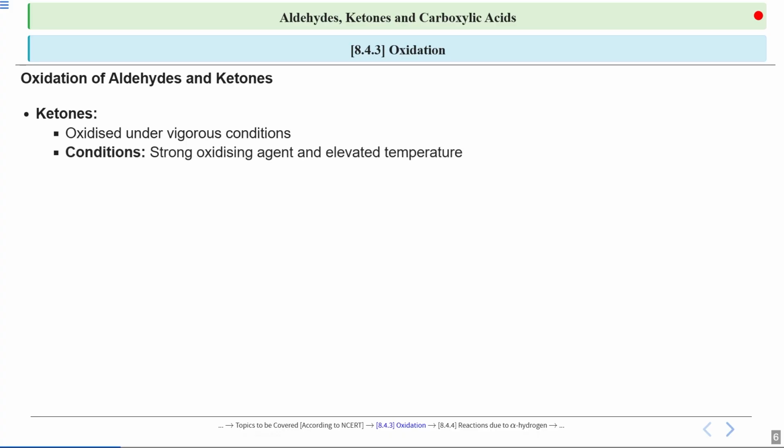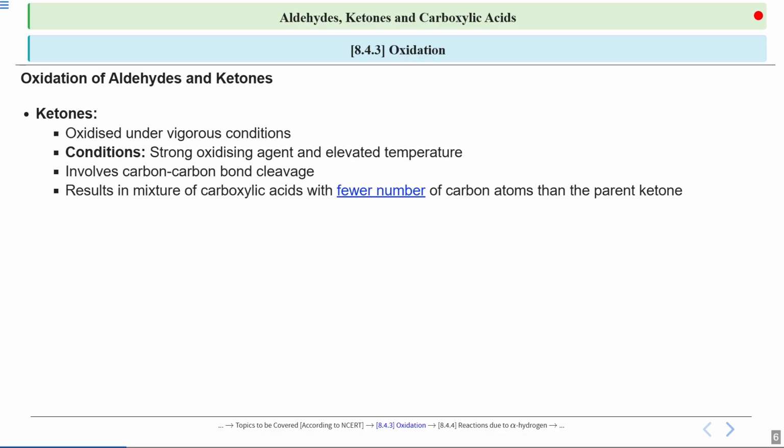Now, the conditions that are necessary for oxidizing ketones include a strong oxidizing agent. So here, a mild oxidizing agent won't work. You need a strong oxidizing agent and you need to apply elevated temperature. Now, why is this so? Because ketones are more stable and require more energy to react. Now, the oxidation of ketones involves the cleavage of the carbon-carbon bond. Okay, so this is important: during the oxidation of ketones, there is a cleavage of the carbon-carbon bond. We will look at it with the help of an example, and then it will be more clear.